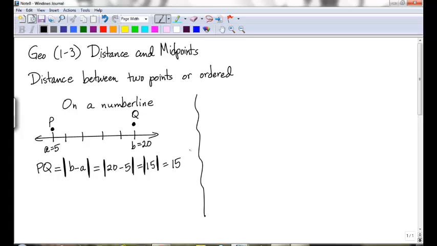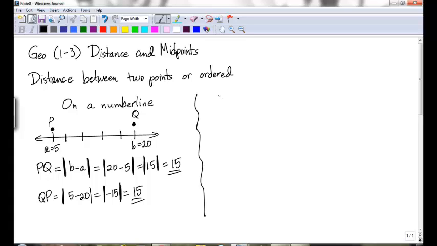If you did it the other way, from Q to P, you're still going to end up with 20 minus 5, or you could go the other way, 5 minus 20, and take the absolute value of negative 15. I might have reversed these letters, but you're still going to end up with 15 both times, because the absolute value of 15 is the same thing as the absolute value of negative 15.